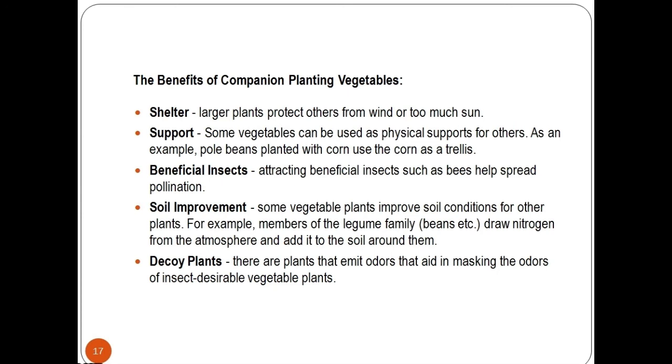It helps in the soil improvement. Some vegetable plants improve soil conditions for other plants. For example, members of the legume family draw nitrogen from the atmosphere and add it to the soil around them. Decoy plants. There are plants that emit odors that aid in masking the odors of insect desirable vegetable plants.